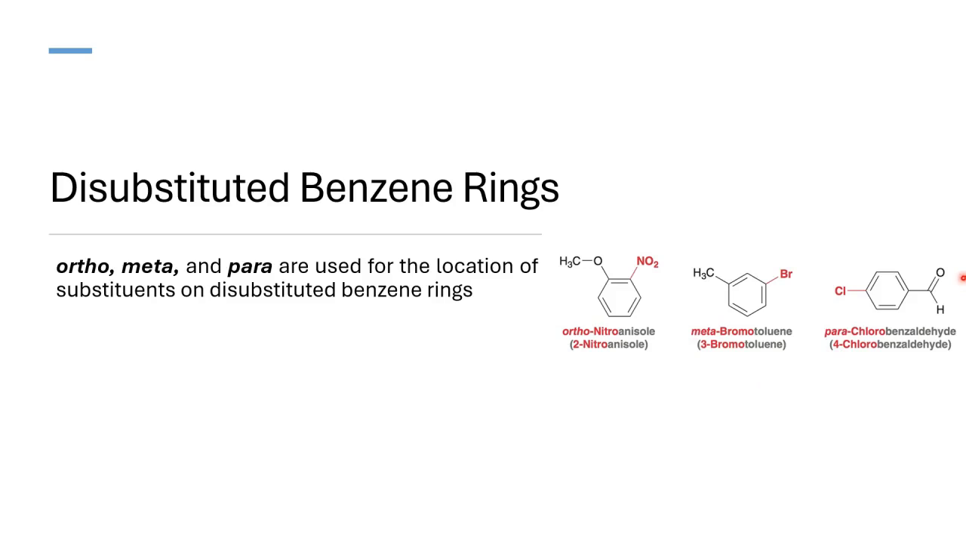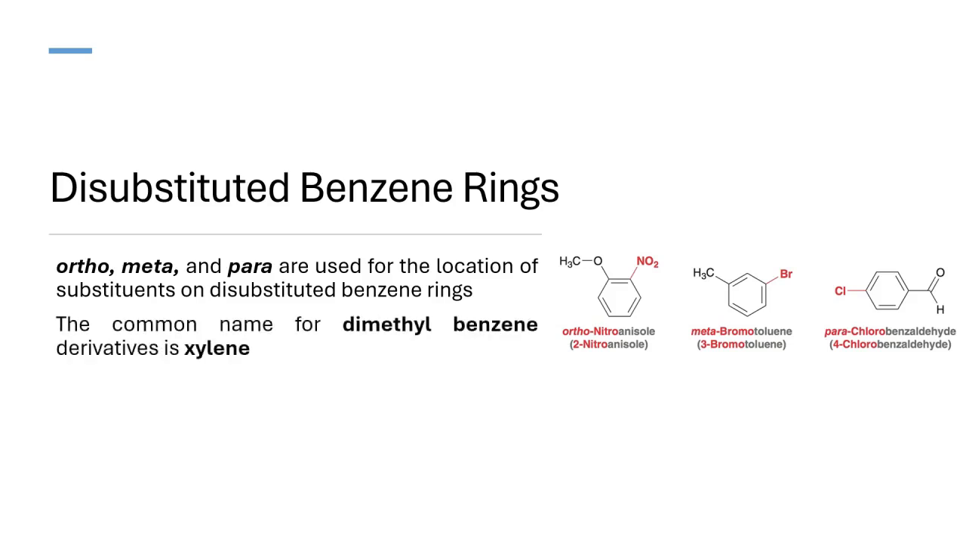In this case, the benzene ring with a C double bond OH is benzaldehyde. If we have a group on carbon 4, that's going to be then para. In this case, para-chlorobenzaldehyde or 4-chlorobenzaldehyde. Make sure that you know the pattern. A 1, 2 organization is ortho, a 1, 3 is meta, and a 1, 4 is para.